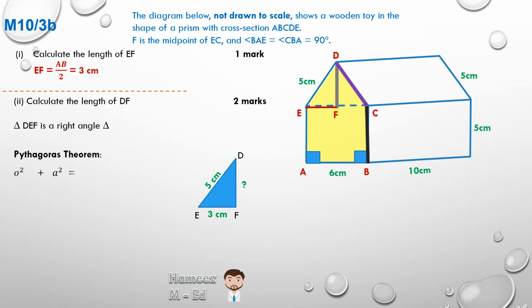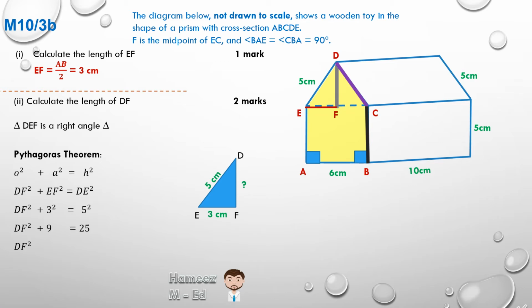So O squared plus A squared is equal to H squared, where I'm calling O and A the two short sides. It doesn't matter which one is which, and H being the longer side. So let's put O as DF. So we have DF squared plus A as EF squared is equal to H, which is DE squared. So let's substitute: DF squared plus 3 squared is equal to 5 squared. So 3 squared, 3 3s are 9, is equal to 5 5s are 25.